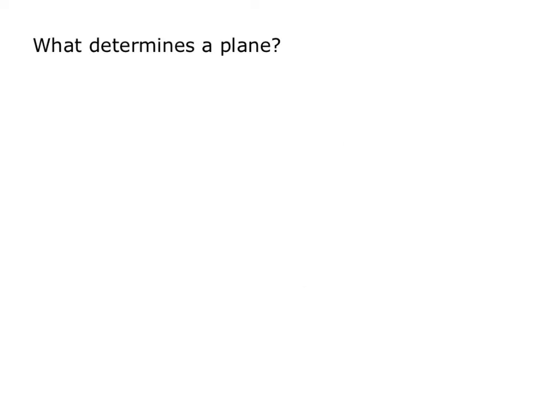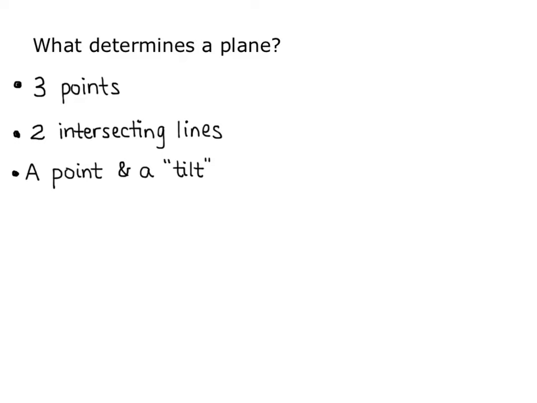Let's start by thinking about what determines a plane. Common answers to this are 3 points, or 2 intersecting lines, or a point and some kind of tilt fixing the way that your plane is tilting in space.